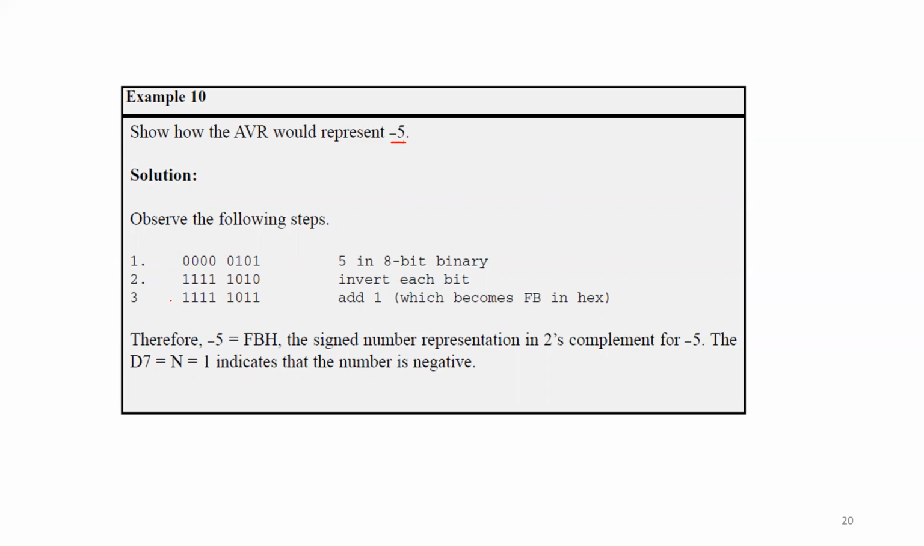If you have a look, if you consider this number as an unsigned number, this part would be F, and this part would be B, because 1 plus 2 plus 8. So this is B. So now -5 can be represented as FB.